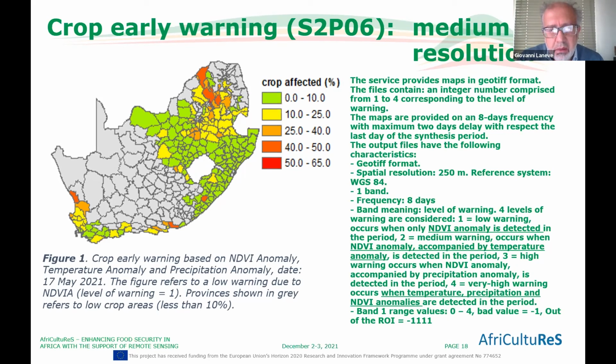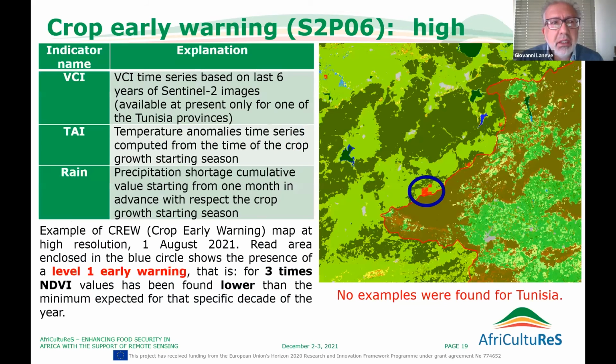Okay, Ines, please proceed. The next one. Okay, this is the case of the high resolution. We have not found an example for Tunisia. We found this, you see the blue circle around this red area. This red area is an area in which, according to our approach, we found an early warning at level 1, just an NDVI anomaly in the vegetation. But as you can see, it almost seems to be in Algeria, not in Tunisia, just at the border.